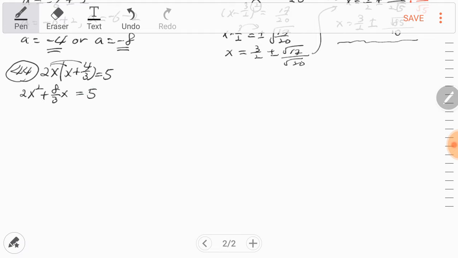Okay, so we will use the completing the square method, and the leading coefficient is not equal to 1. So divide each side by 2. Divide each side by 2. Then 8 over 3 times 1 over 2 is 4/3 x, and give some space, equals 5.